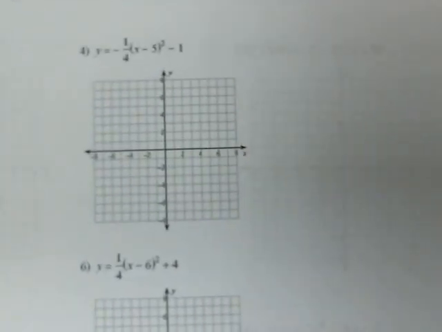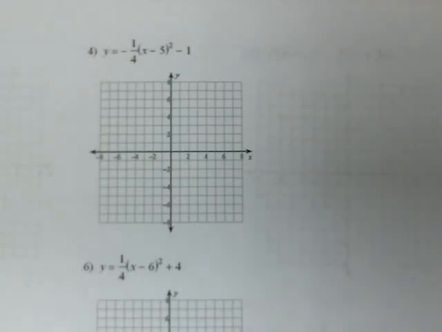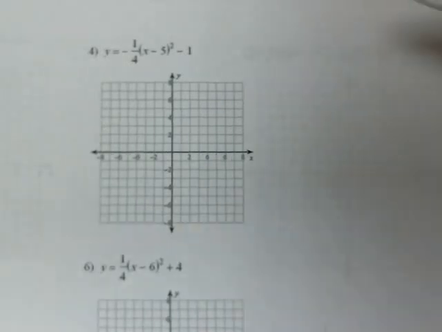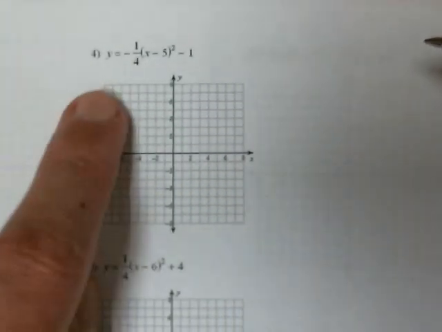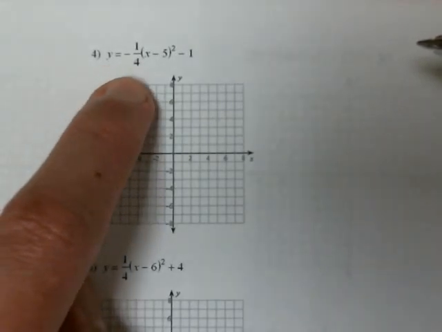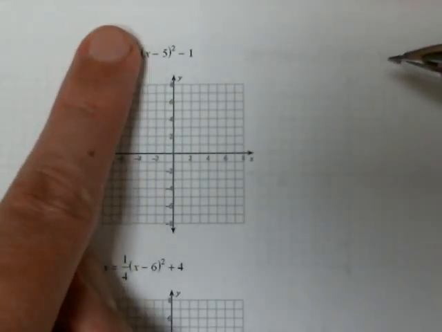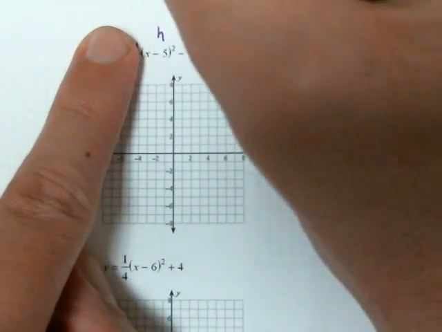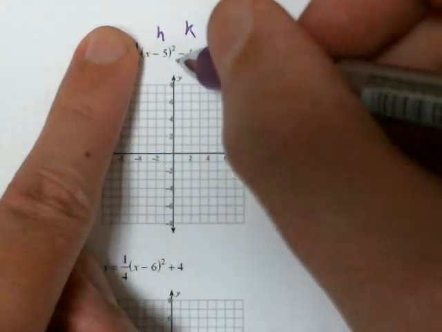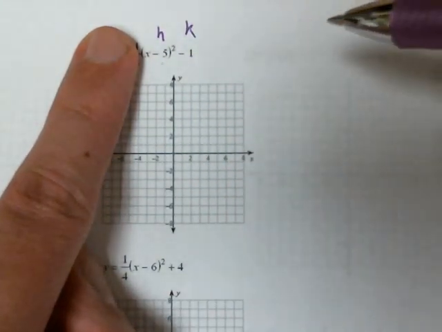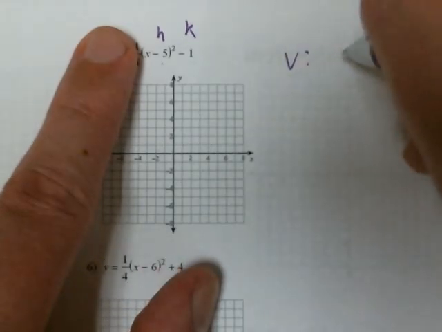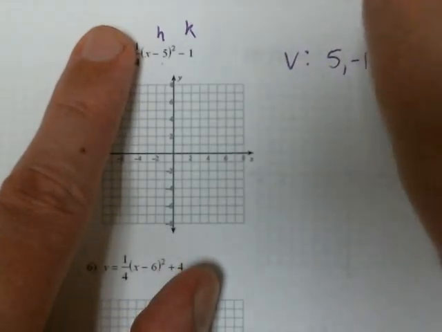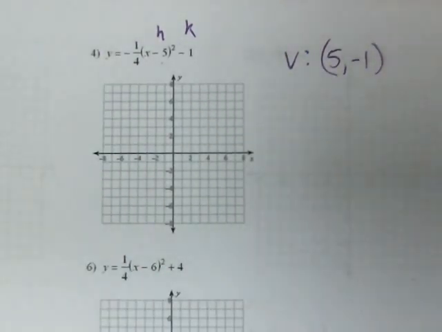All right. So, first thing I need to do is figure out what is my vertex. Okay. Now again, the negative here and the 1/4 have nothing to do with the vertex. This is my H and that's my K. But remember, I got to flip the sign in the parentheses and leave the other guy alone. So my vertex is going to be +5, -1. That's my vertex.